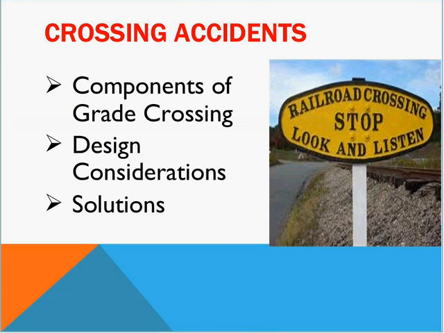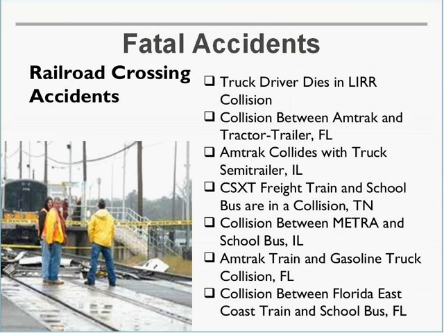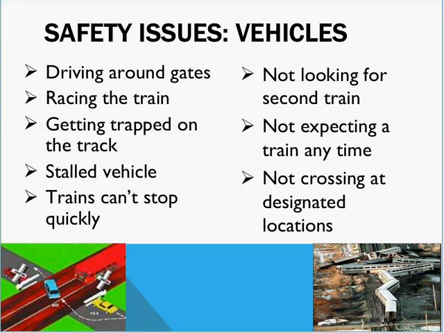Crossing accidents: the components of that are the grade crossing, the design considerations and solutions, and this sign says look and listen, which is what one should do. These are some examples of fatal accidents at railroad crossings. These are recent accidents, and there are many, many of these. We mentioned briefly driving around the gates, and these are some examples of that, driving around the gates.